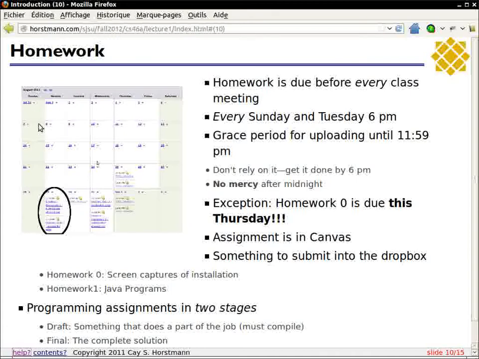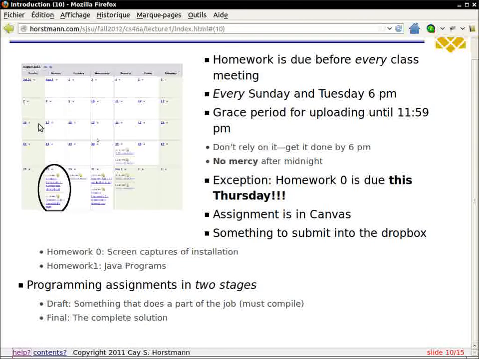Homework zero is due this Thursday. Homework zero is very simply: make a snapshot of the installed software so that I know you've done it, and so that you're ready for the lab on Friday. The assignment is in the system called Canvas. You've gotten a login for it, and there should be a Dropbox there already. All right, we talked about draft and final.